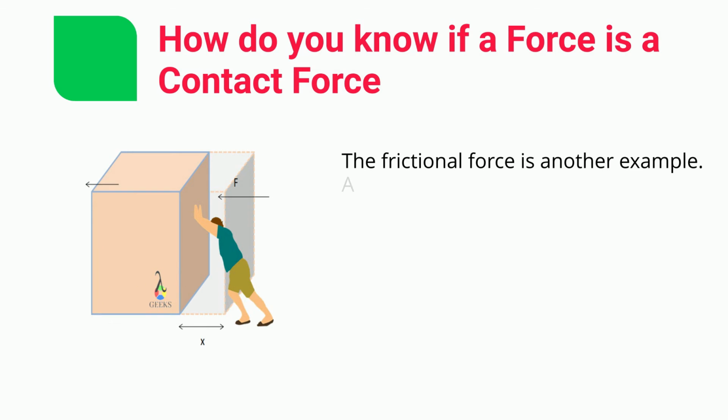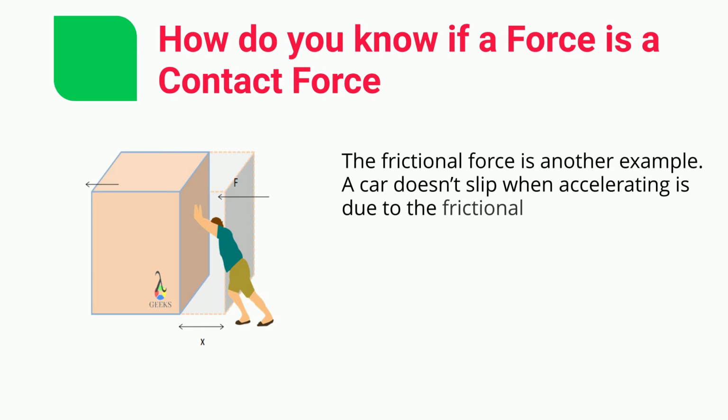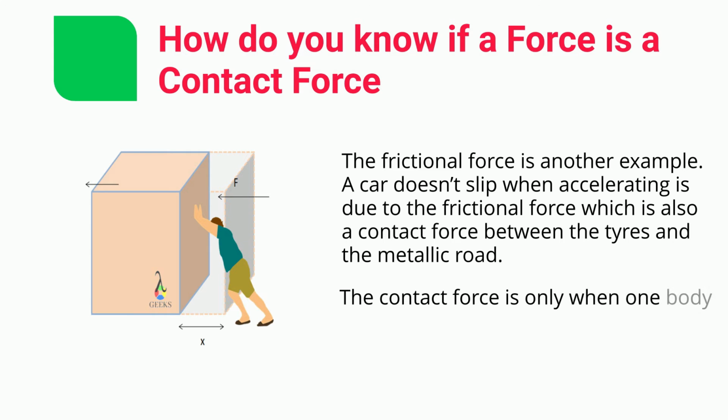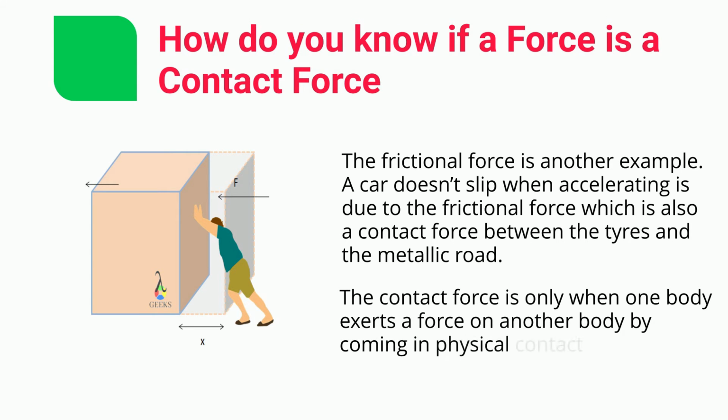The frictional force is another example. A car doesn't slip when accelerating due to the frictional force, which is also a contact force between the tires and the metallic road. The contact force is only when one body exerts a force on another body by coming in physical contact with it.